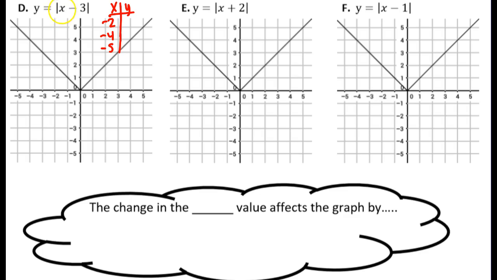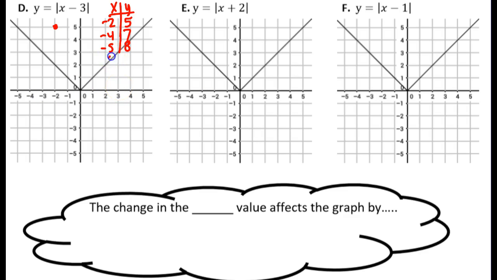So if I put in -2, -2 minus 3 is -5, absolute value of -5 is +5, so -2, 5 would be a point. If I put in -4, -4 minus 3 is -7, absolute value of -7 is +7, not going to be able to graph that point. If I put in -5, -5 minus 3 is -8, absolute value of -8 is 8. So that really doesn't give me an idea of what happens to this graph. Okay, so you can keep choosing other numbers, but remember, when we have a -3 on the inside, we really want to do the opposite of what we think. So instead of going to the left 3, we go to the right 3.